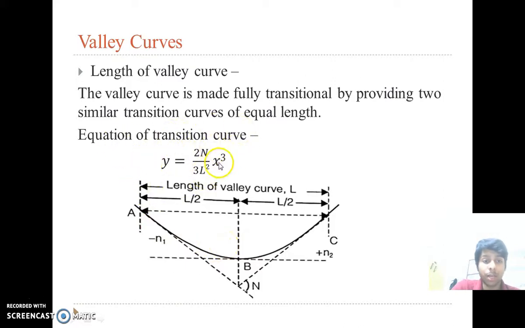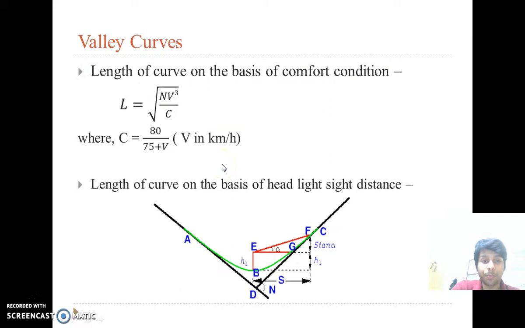So the equation is y equal to 2N upon 3L square into x cube. Now on the basis of comfort criteria we can find out the length of transition curve, L equal to under root N into V cube upon C. This is the same C as we have seen in the super elevation cases, or in the transition curve cases. C is equal to 80 upon 75 plus V. So this is for the comfort condition.